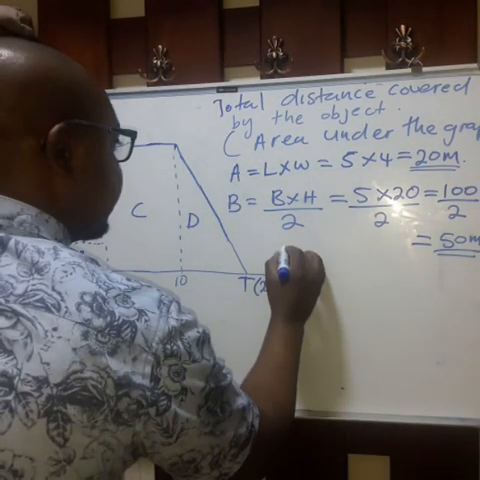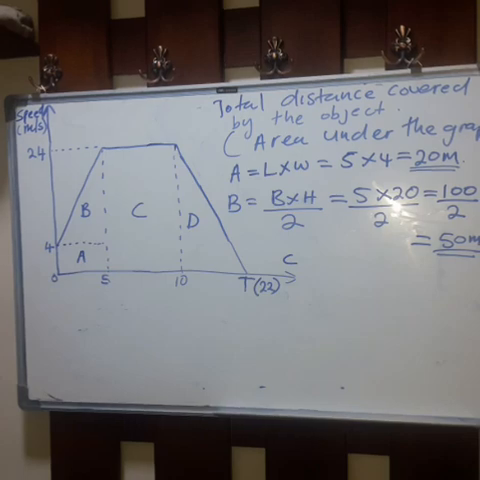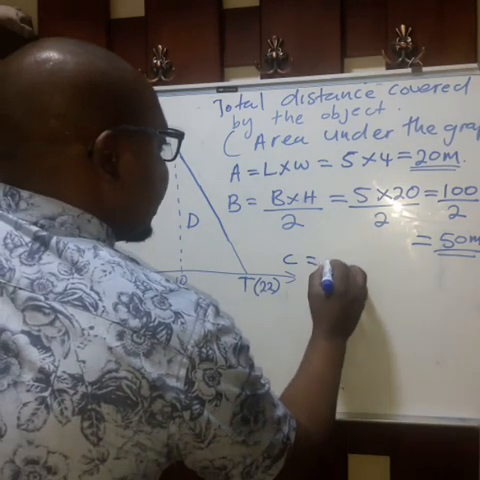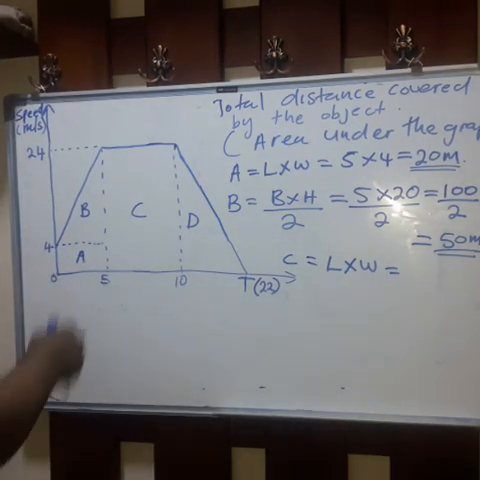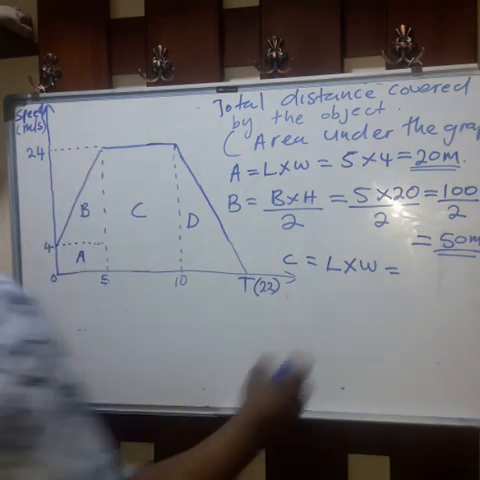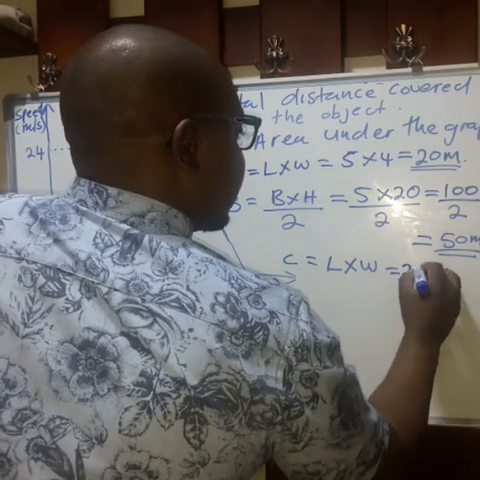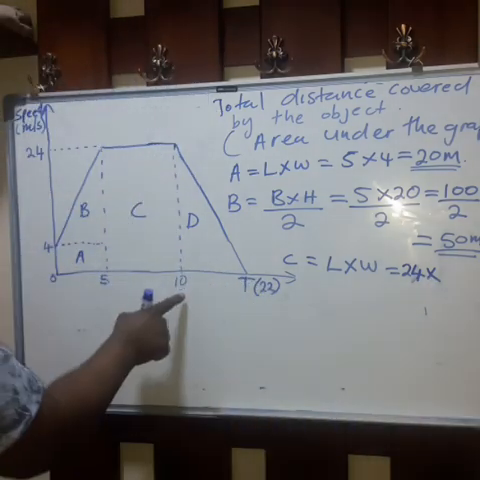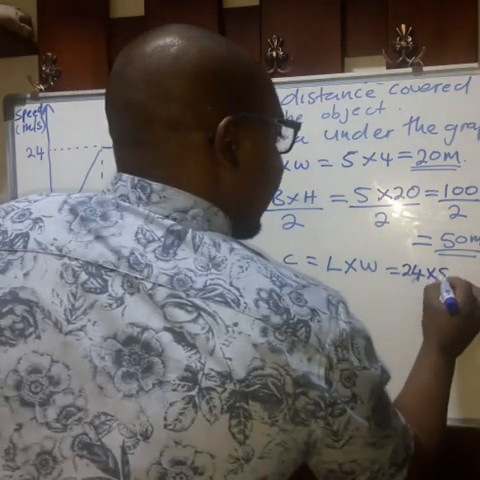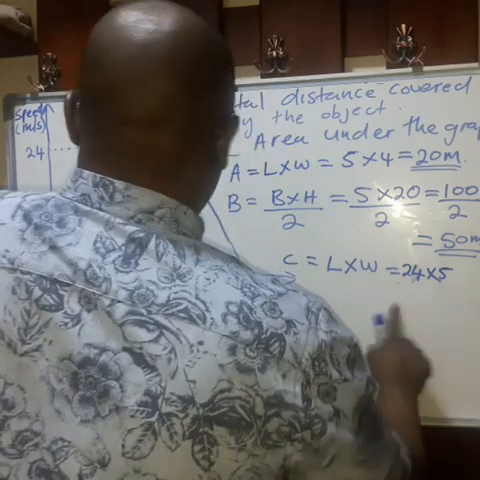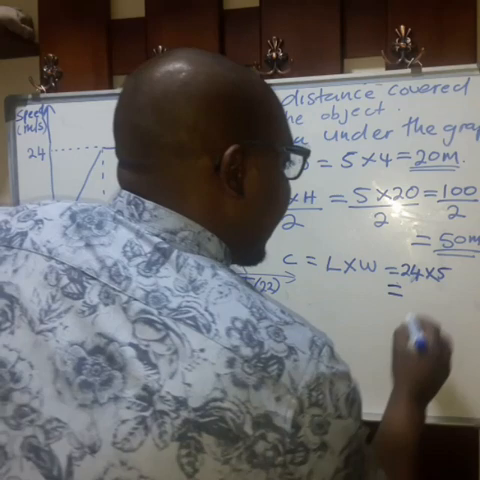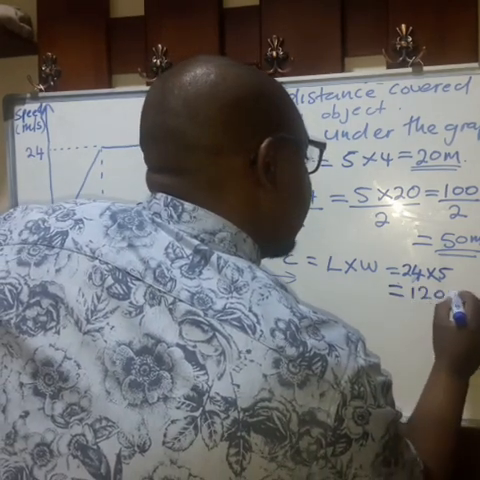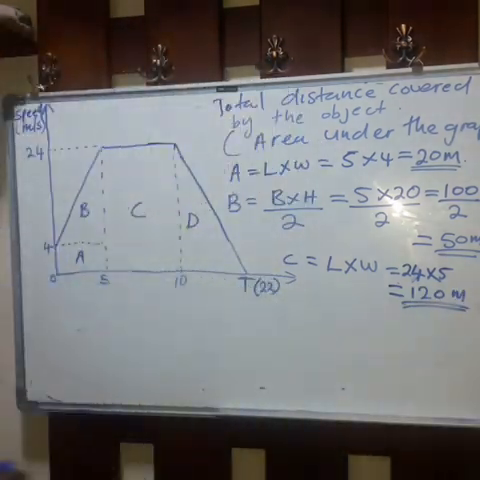For part C, it's a rectangle again. So I'm going to use length times width. My length is 24 from here to there. So it's 24, right? 24 times my width, 10 minus 5. My width is 5, right? So if I do some multiplication, 24 times 5, I get my answer is 120 meters. Okay? So that is part C.